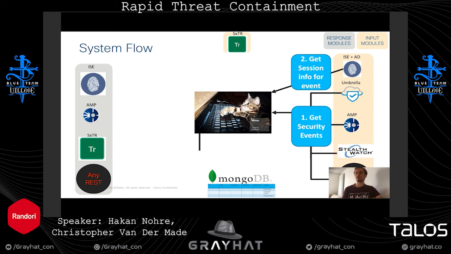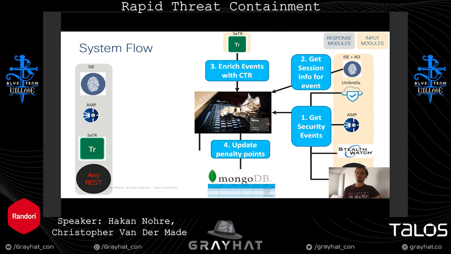Now, as soon as we have those security events, we will get user info for that event. Depending on the security event, we will maybe have the MAC address or the IP address or both sometimes, and we will check in Identity Services Engine and the Active Directory, hey, which device at this moment is this? And what we'll then do is enrich these events, and add any extra info. Based on that, we will decide, do we need to create a new entry in the database, or do we need to update penalty points from an existing entry in the database? There's some logic built in to do that.